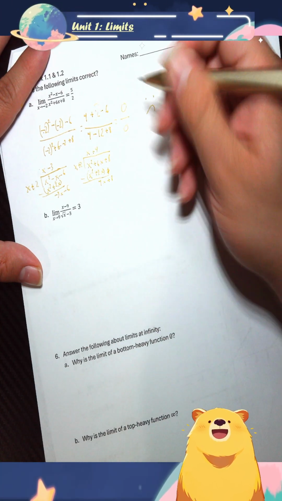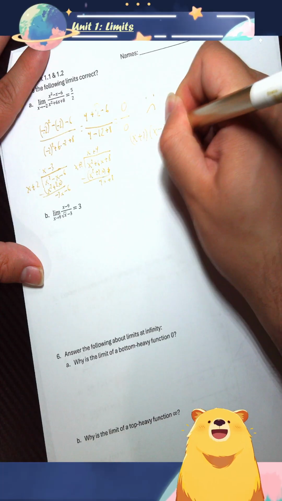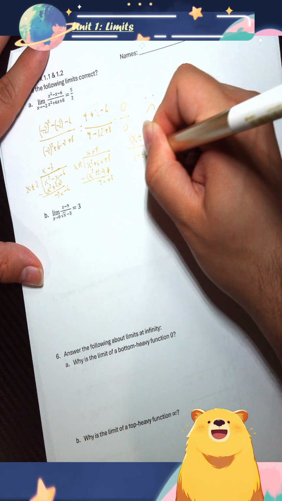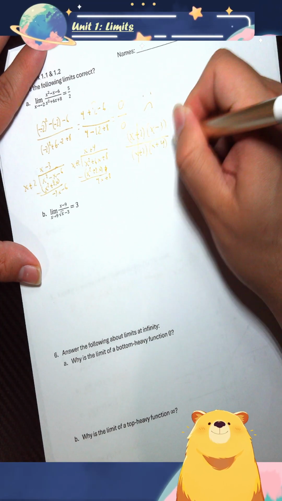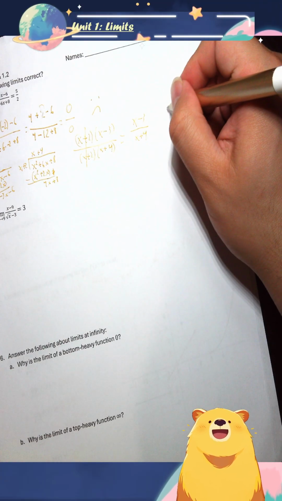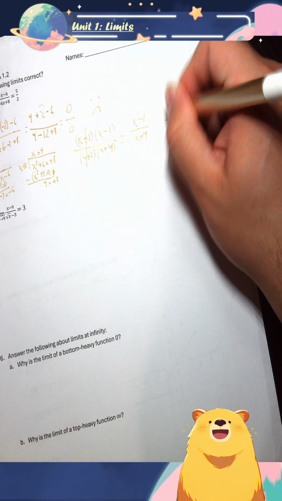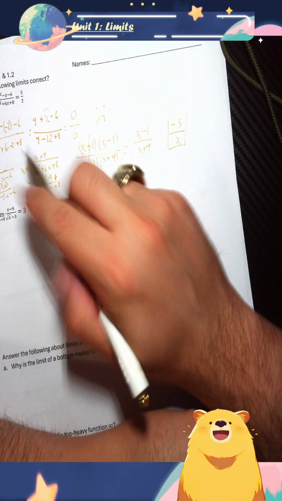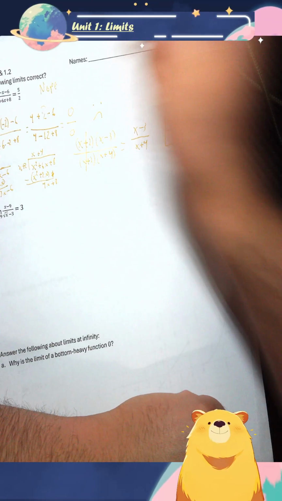Times 4, that won't be much. So I get (x plus 2) times (x minus 3) on the top, and then (x plus 2)(x plus 4) on the bottom. That cancels out. We get (x minus 3) over (x plus 4). Now we plug in negative 2, and we get negative 5 over 2. Okay, so that just didn't have a negative, so it was not correct. Nope. And the limit was actually negative 5 over 2.